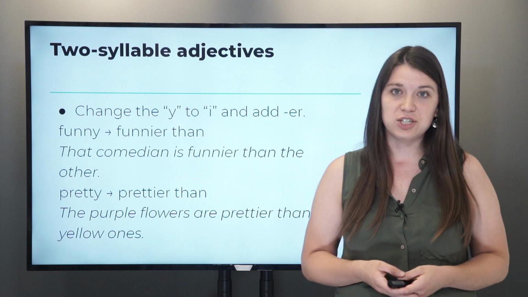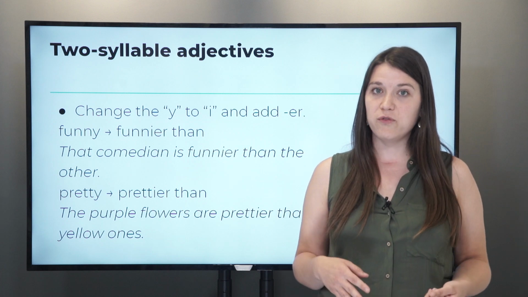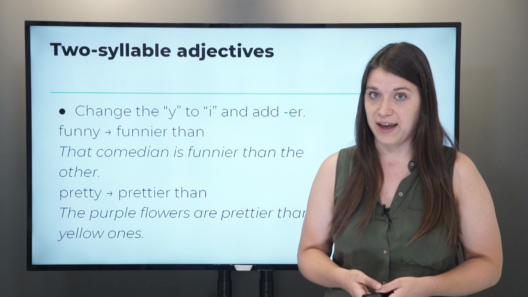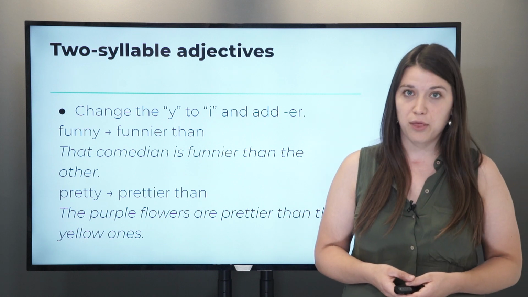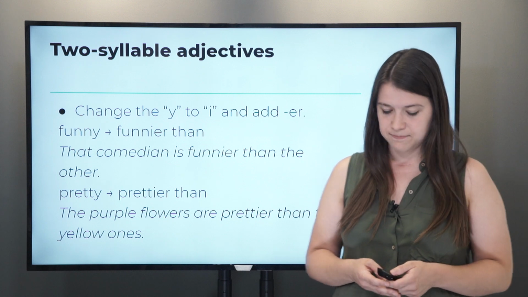Another example, the adjective pretty. So we remove the Y, it becomes prettier than. For example, the purple flowers are prettier than the yellow ones.